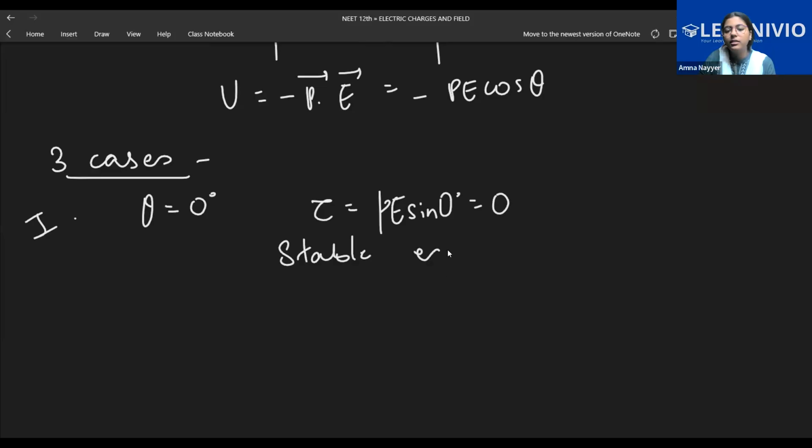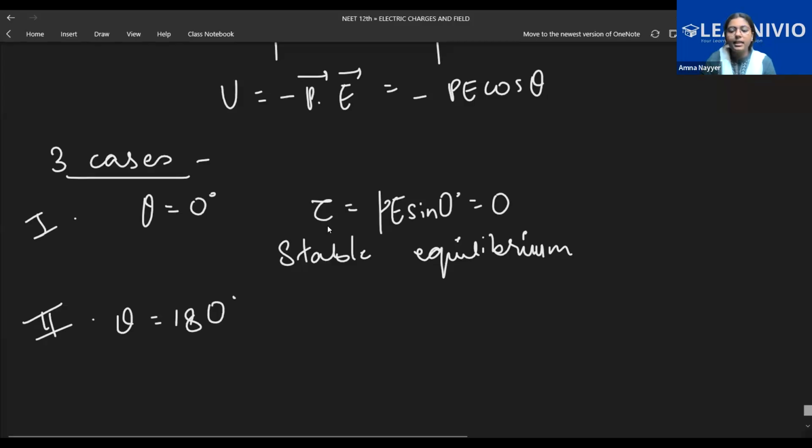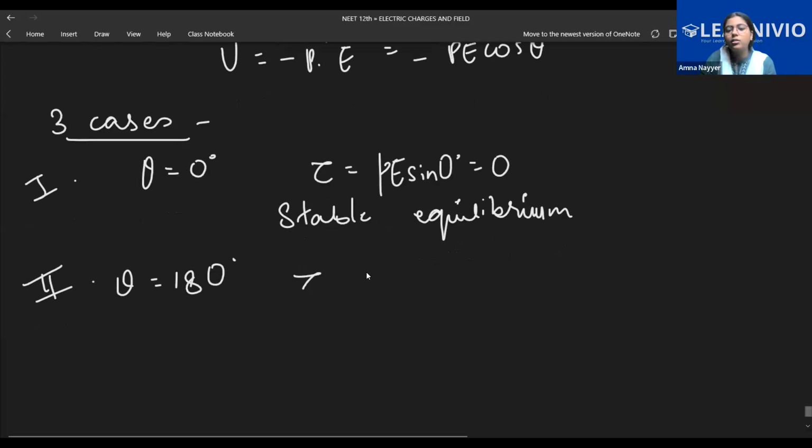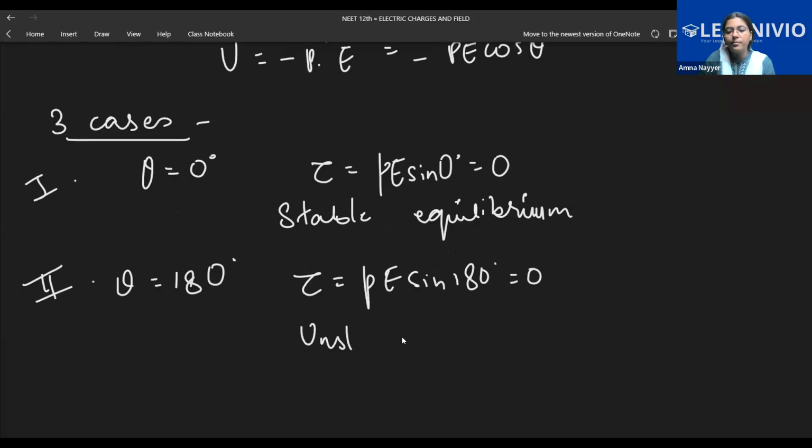This is also important in your statement-based questions. This has been asked. Stable equilibrium. Okay. Next is when theta is 180 degree. Theta 180 degree means your dipole moment and your electric field are anti-parallel to each other. So torque will be PE sine 180 degree, and this will be 0. But this is a case of unstable equilibrium.